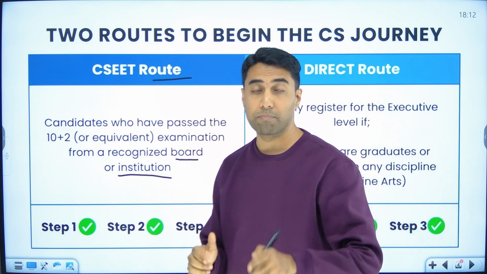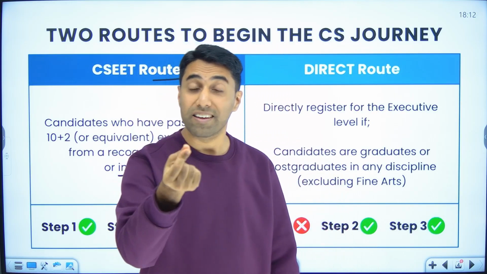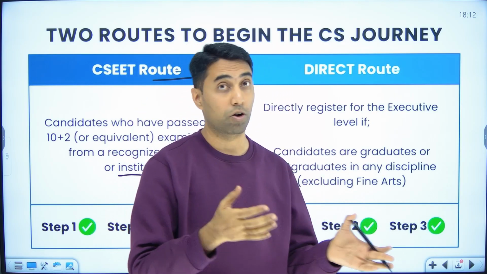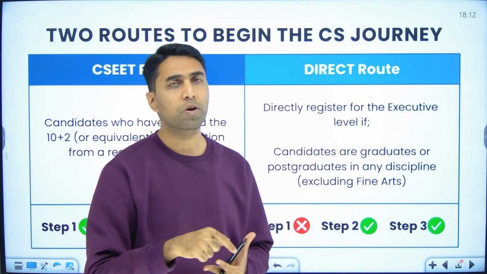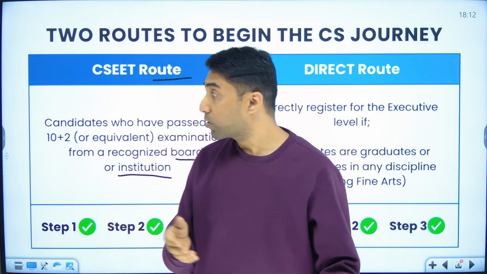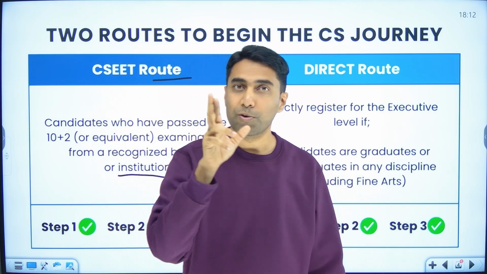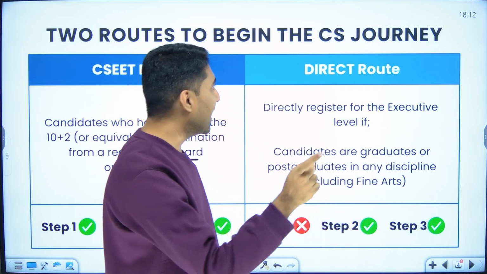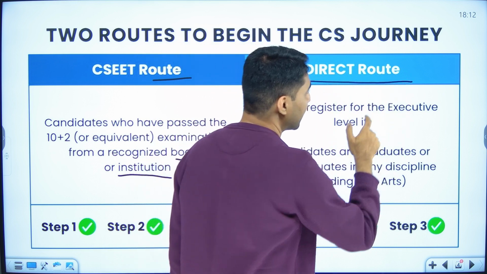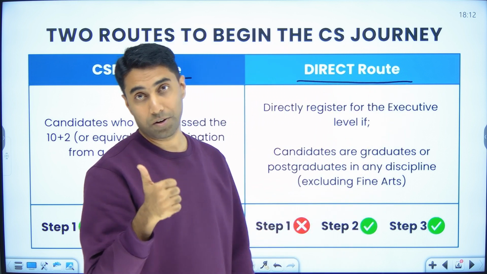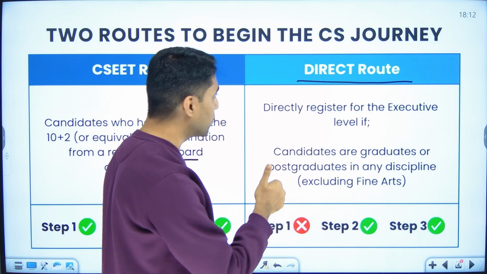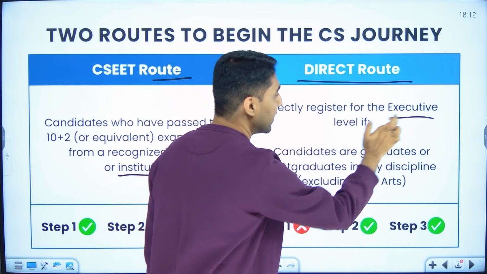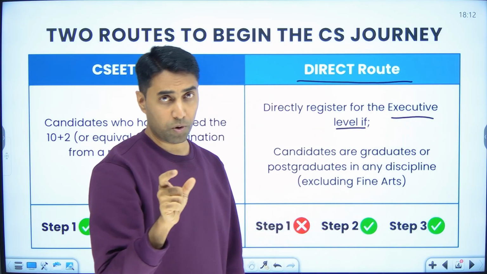Now what if you are somebody who was already in final year degree or completed degree, or you're already working? If you want to do company secretary course, yes, you can take CSEET, but you don't have to. You can skip that and directly you can go to the direct entry route. Direct entry route is basically you enter directly for executive program.